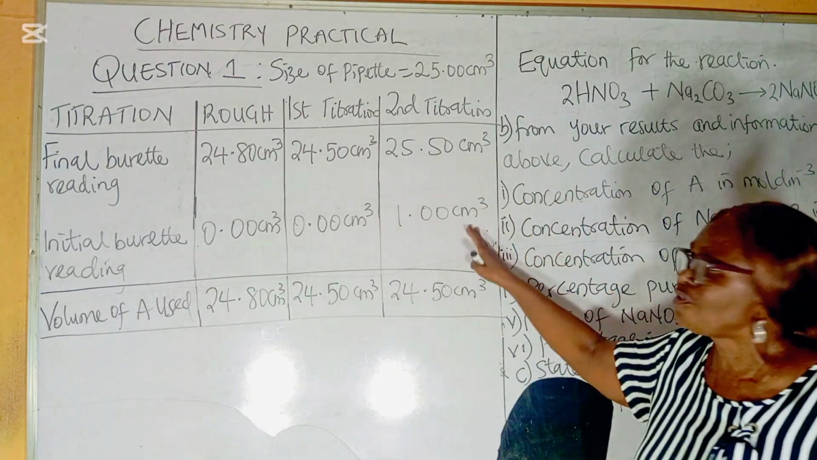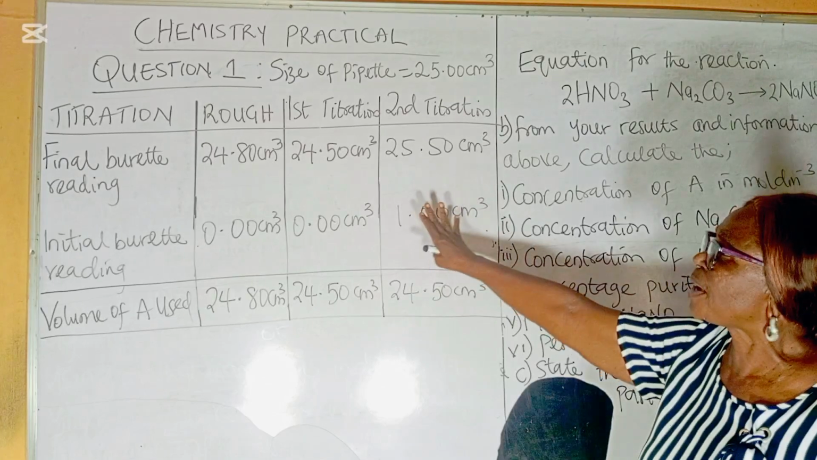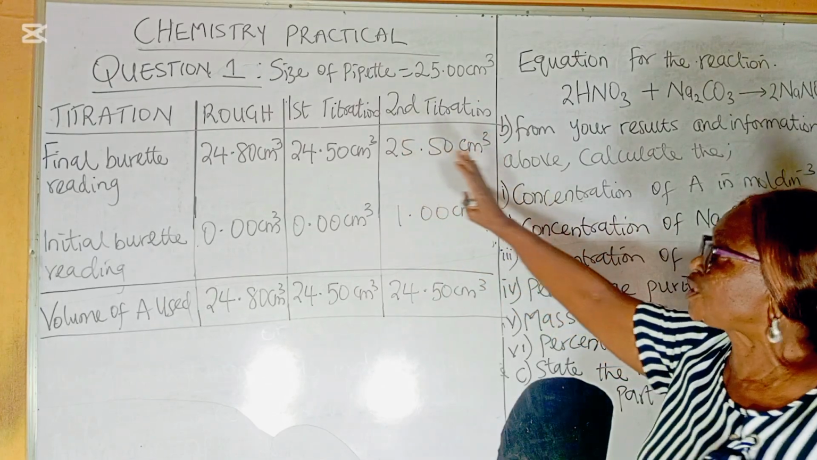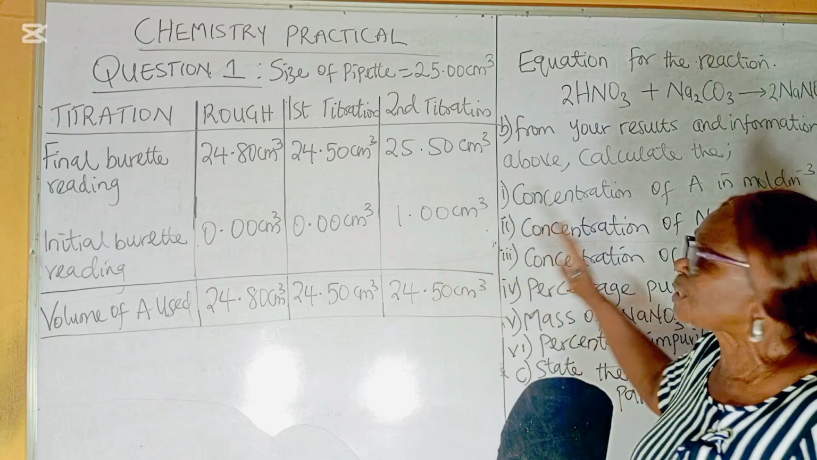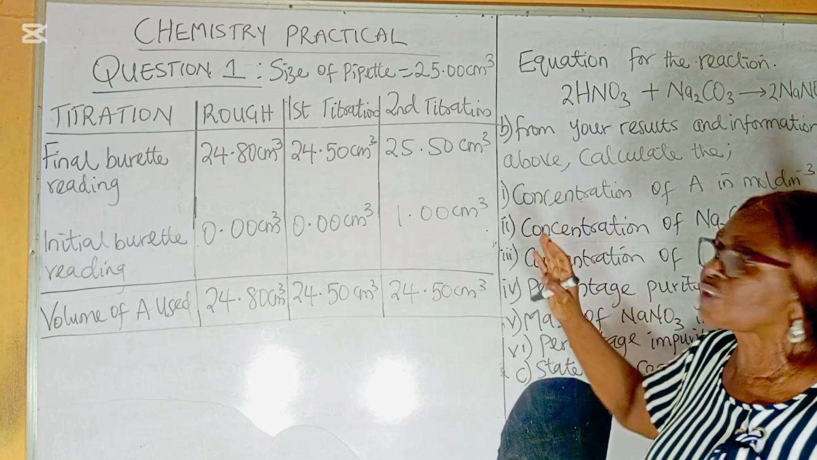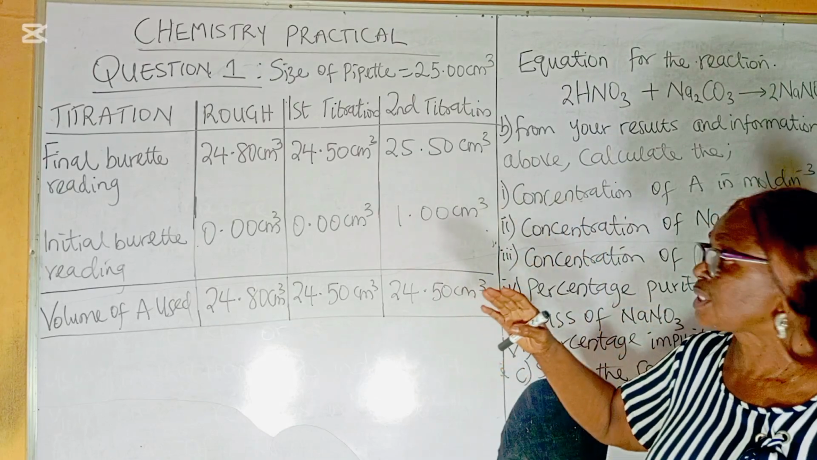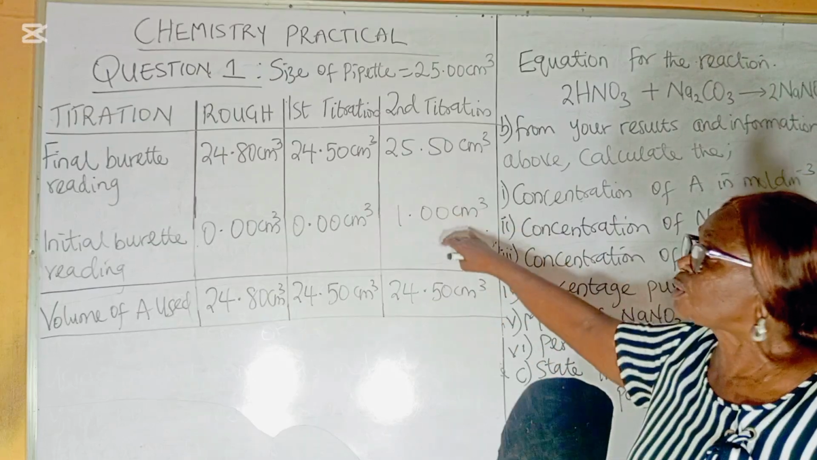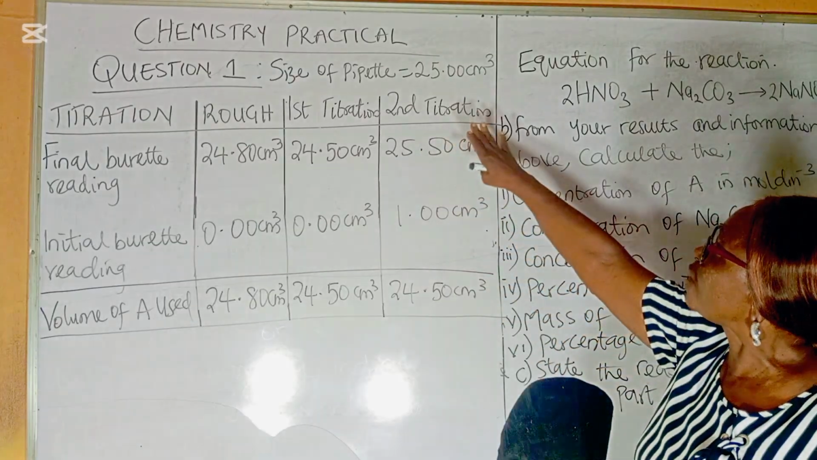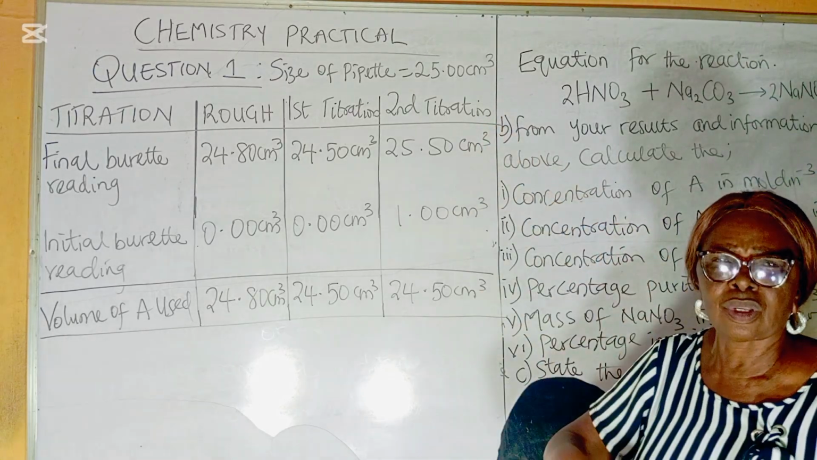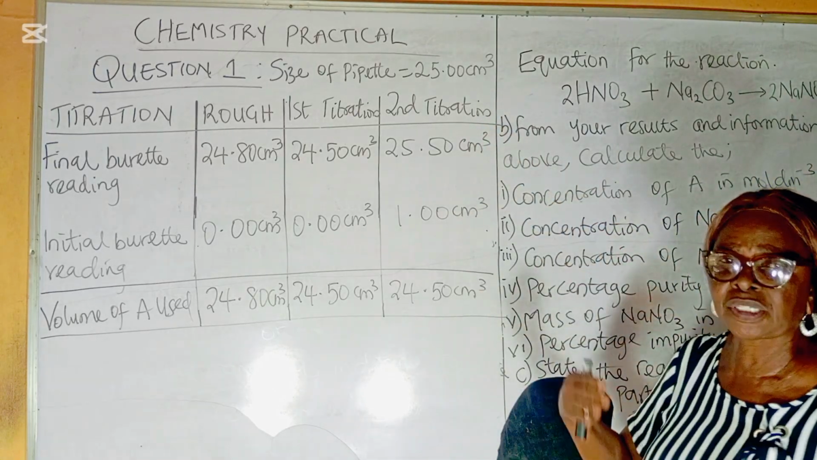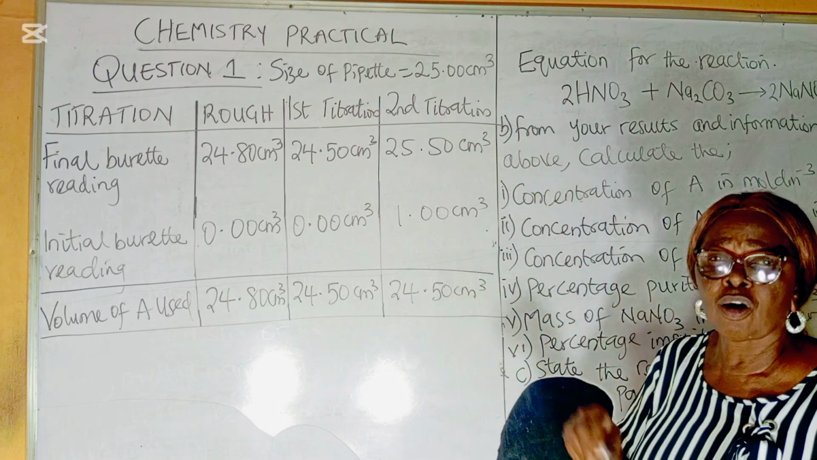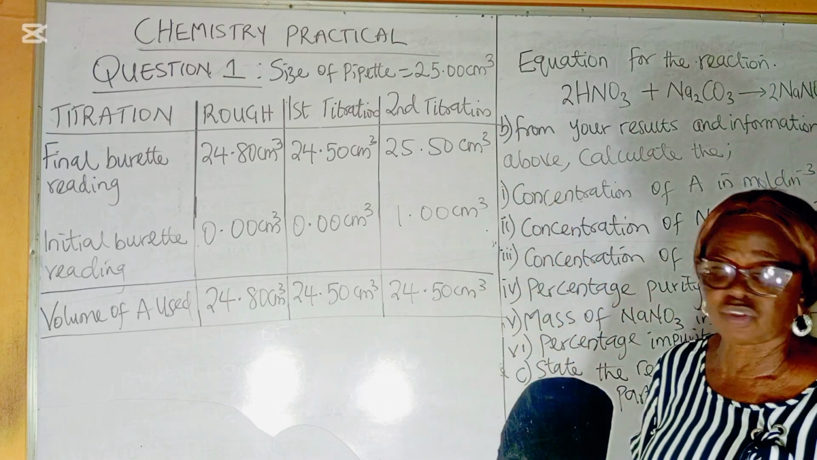You have to draw your table very well, just as I have my own. At the top of your table, you have to indicate the size of the pipette you used. Since there's a provision in the question for some schools that make use of 20.0 size of pipettes, you have to indicate. So for this school, we are making use of 25.00. So if your school uses 20.00, it's good to indicate so that the examiner will know the volume of the base you use in your titration.